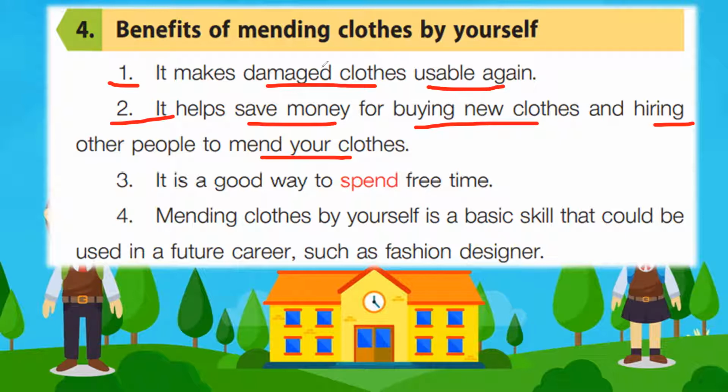Number 3, it's a good way to spend free time. So for example, if we have free time and we find some of our clothes are damaged, we can use that free time by mending our clothes. So it is a good way to spend free time.